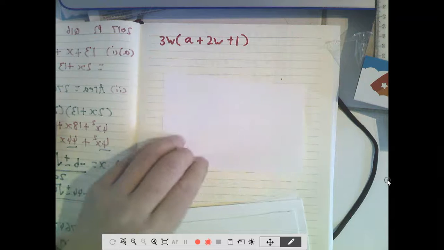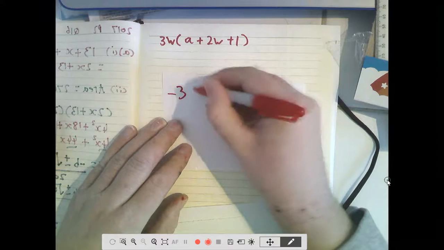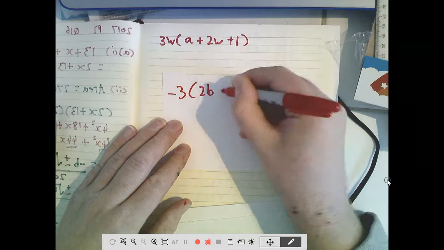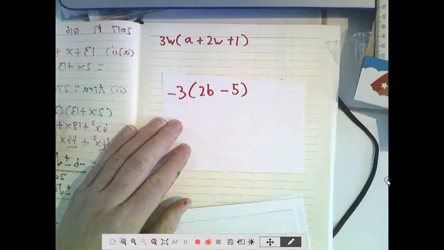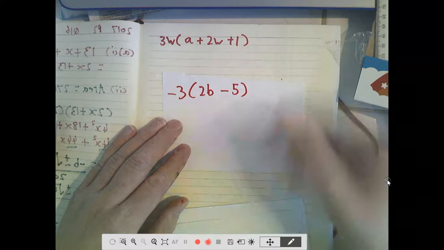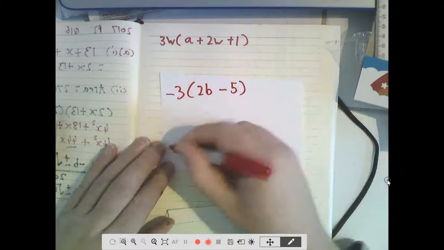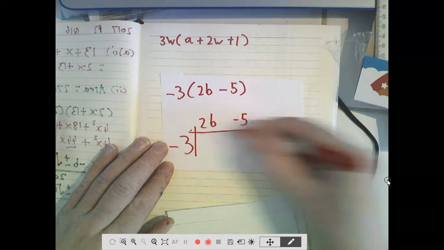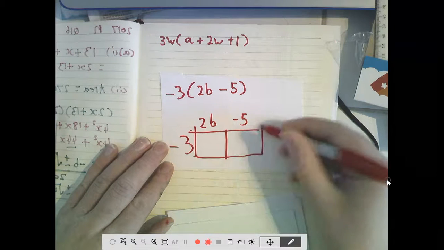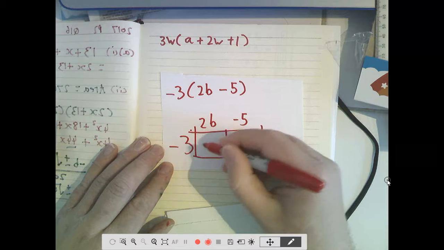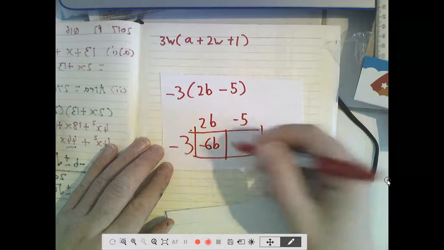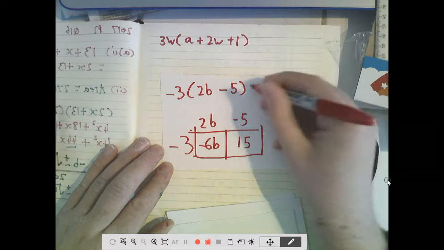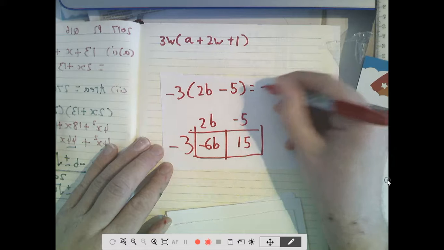Okay, why don't we let you have a go at a negative? So why don't we do minus 3, and we'll say 2b minus 5. Have a go. Okay, so hopefully we got a minus 3 here, 2b minus 5. Negative 3 times 2b would be negative 6b. Negative 3 times 5 would be, again, this is going to be positive 15. And so our final answer is this.